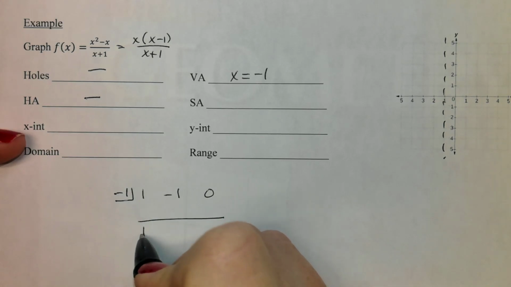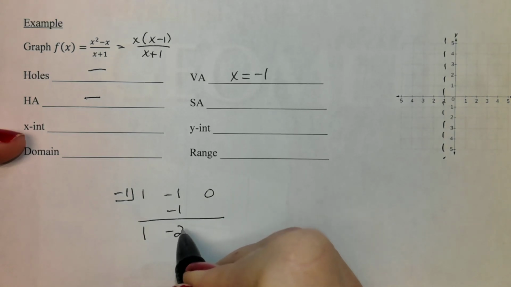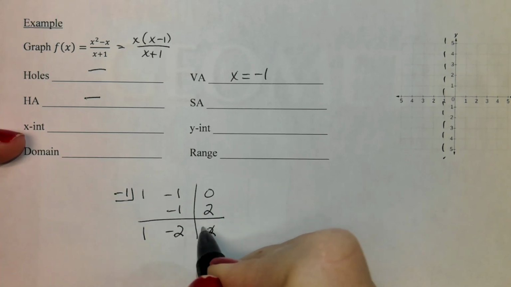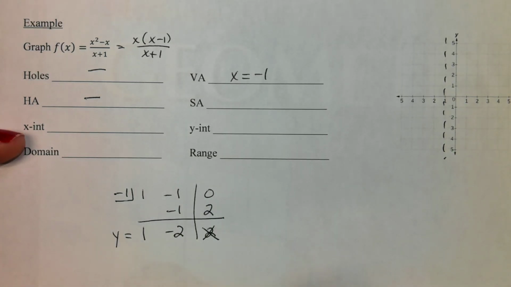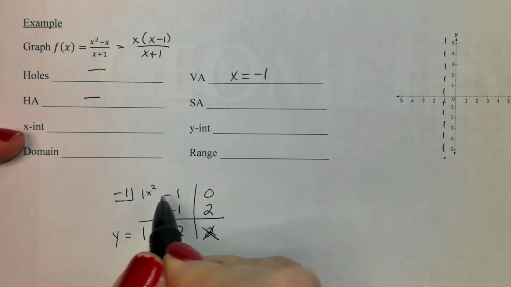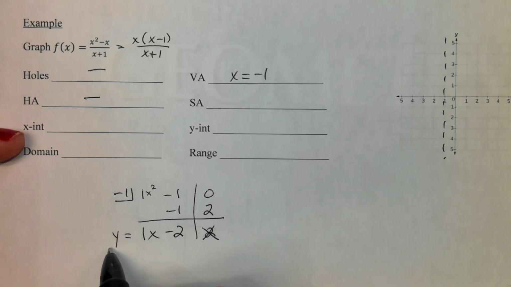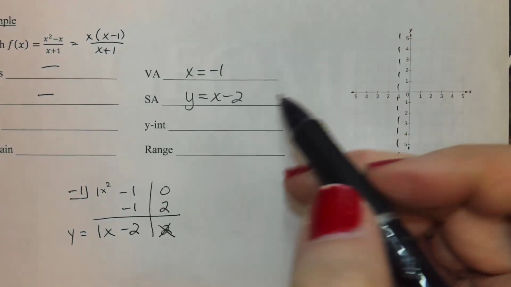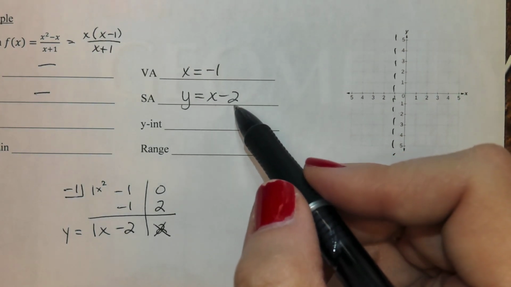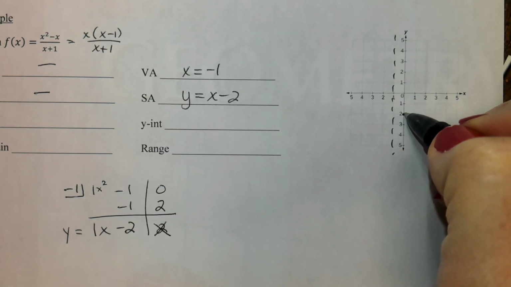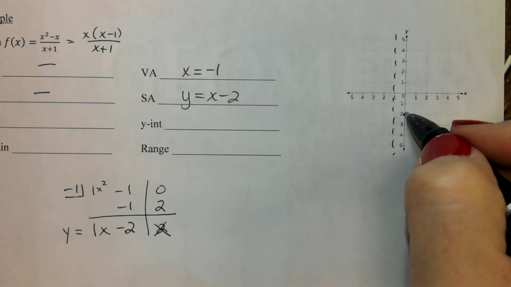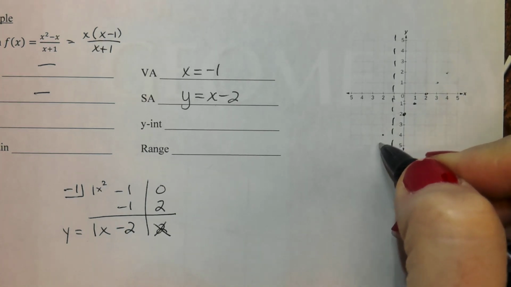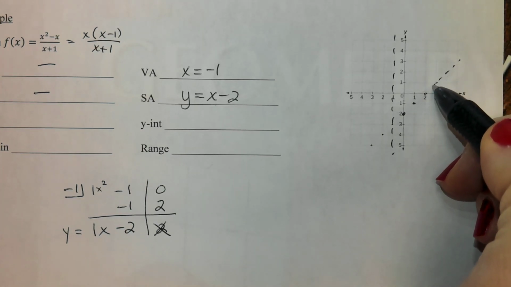Drop the 1 down, times by 1, and then times again, and then add. And remember, we don't care about the remainder, we just care about this equation. We started off as an x squared, so now we're just an x minus 2, so there's my equation for my slant, y equals x minus 2. And that's just a regular old line, y equals mx plus b, so this is my b, -2. Slope is 1 over 1, so I'm just going to go up 1 over 1, put some dots down so I can connect. And this is an asymptote, so dot that.